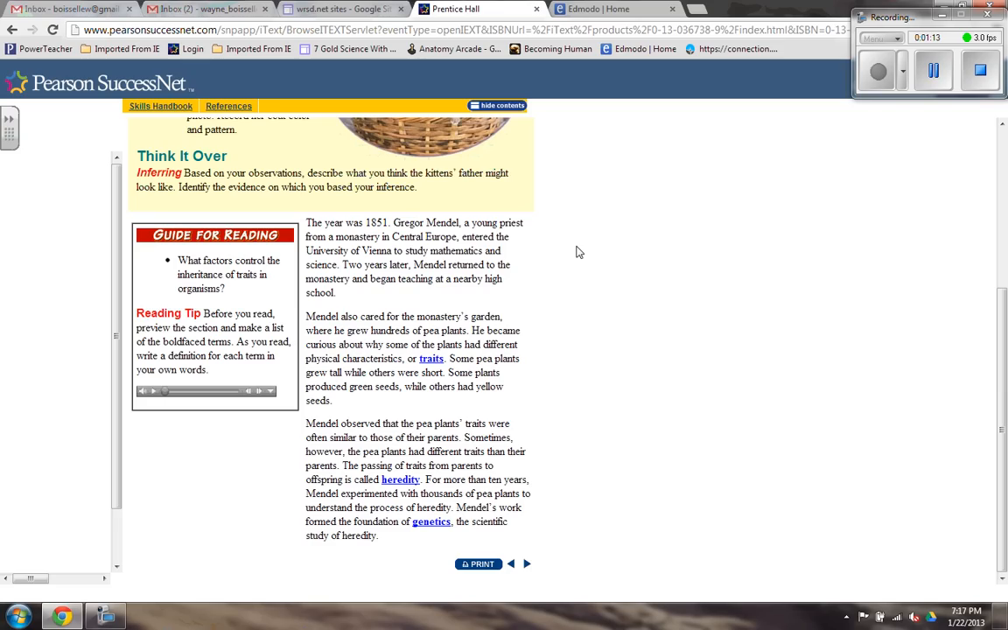The passing of traits from parents to offspring is called heredity. For more than 10 years, Mendel experimented with thousands of pea plants to understand the process of heredity. Mendel's work formed the foundation of genetics, the scientific study of heredity. So think about this man, Gregor Mendel.